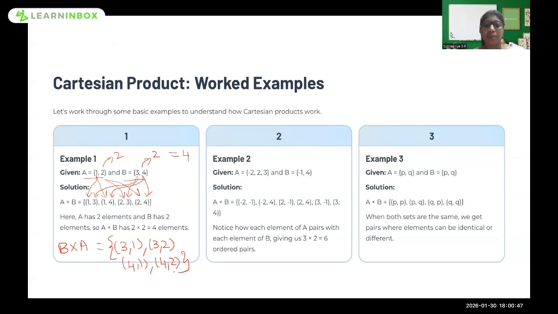In the second example, in A we have 3 elements and in B we have 2 elements. So it is 3 into 2, which is 6 elements that we have to get for A cross B. Those 6 elements are written over here. In the third example, A has p, q and B has p, q. So A cross B will be (p, p), (p, q), (q, p) and (q, q), as we always did in the first two sums.